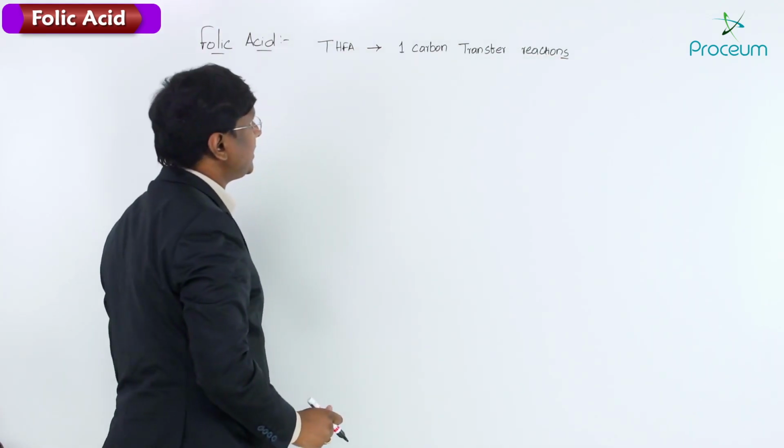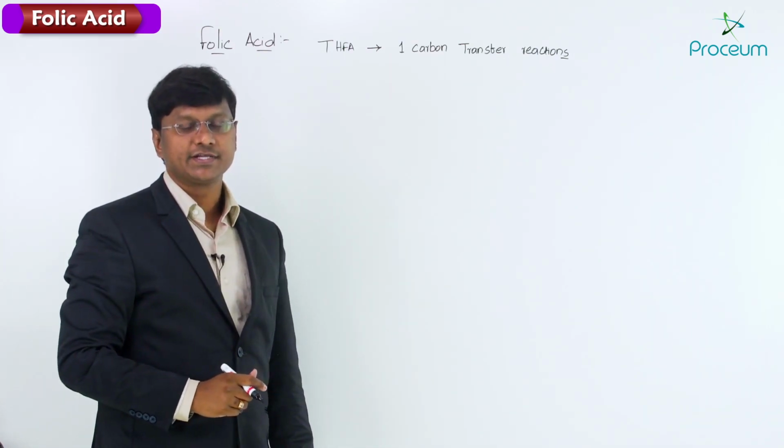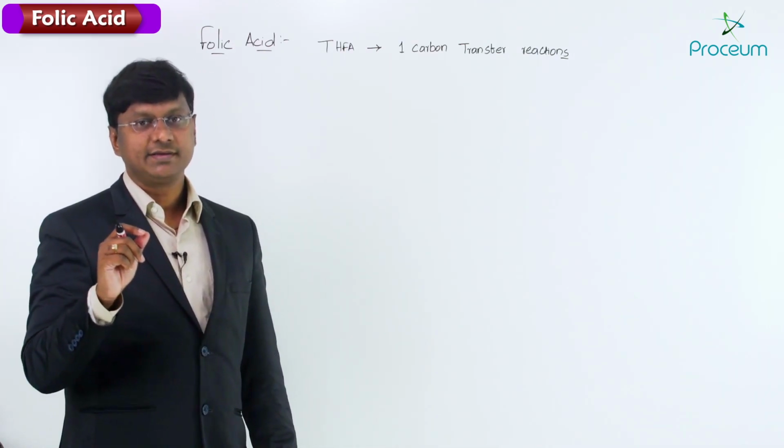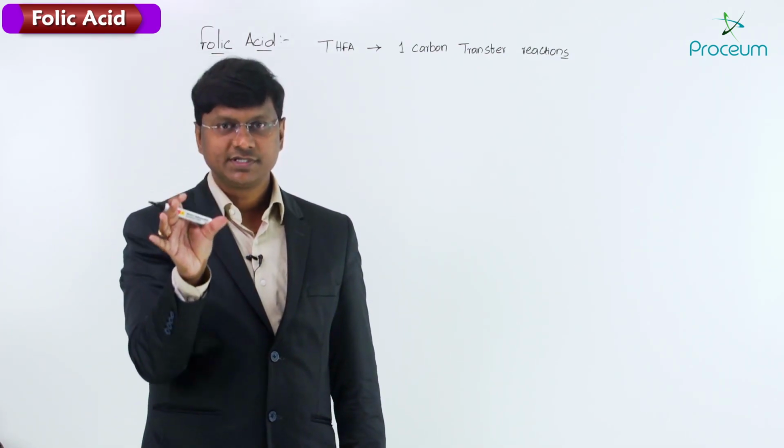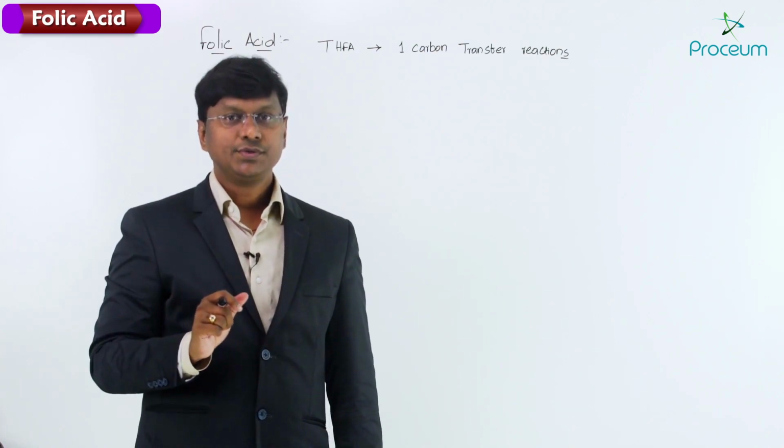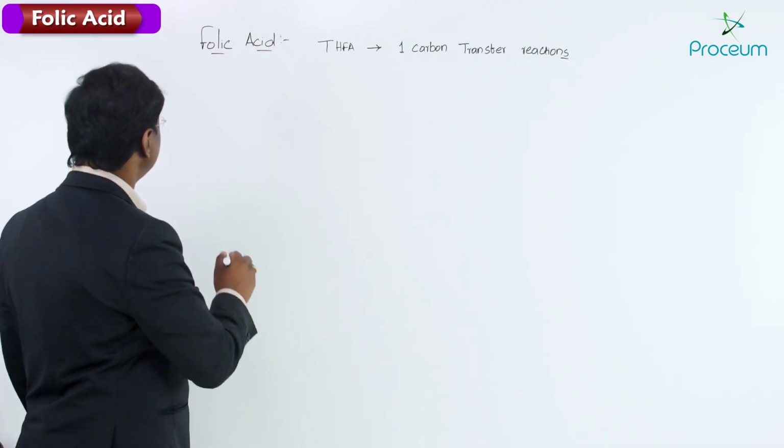Right, role of tetrahydrofolic acid in one carbon transfer reactions. And one of the very important examples is the conversion of homocysteine to methionine. Right, let me just give you the sequence starting all the way from your folic acid. So what does this folic acid contain?